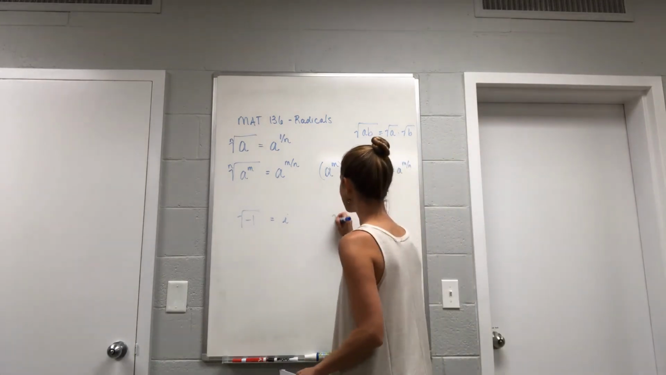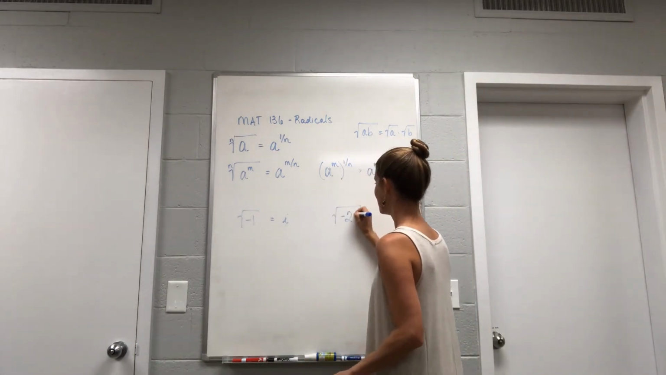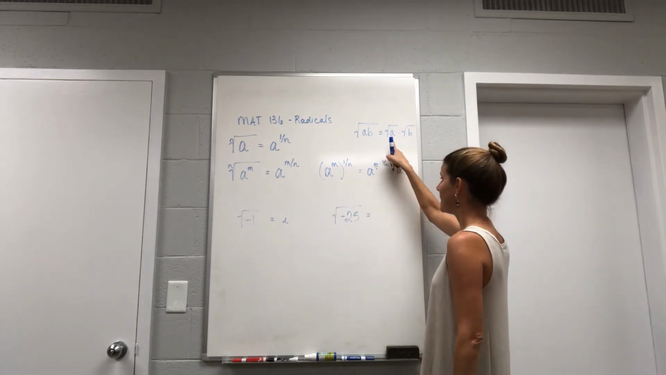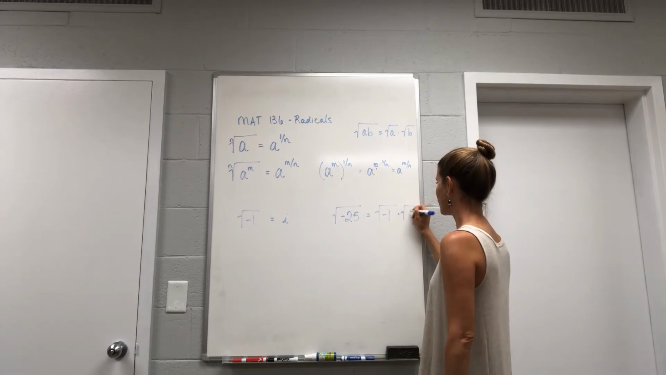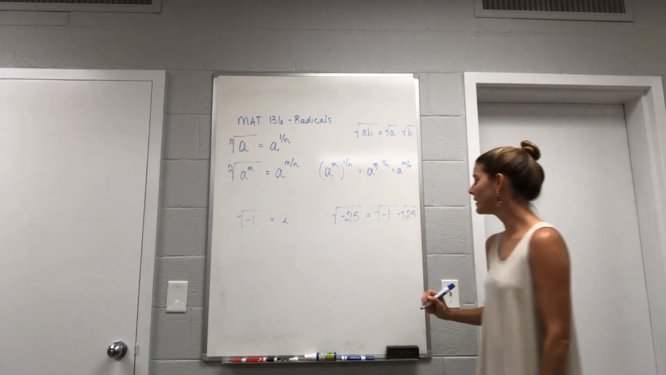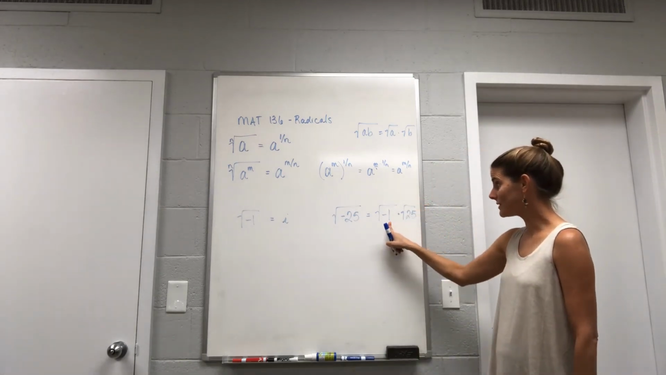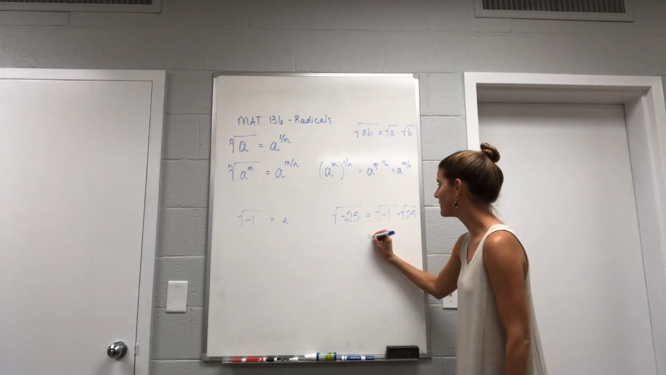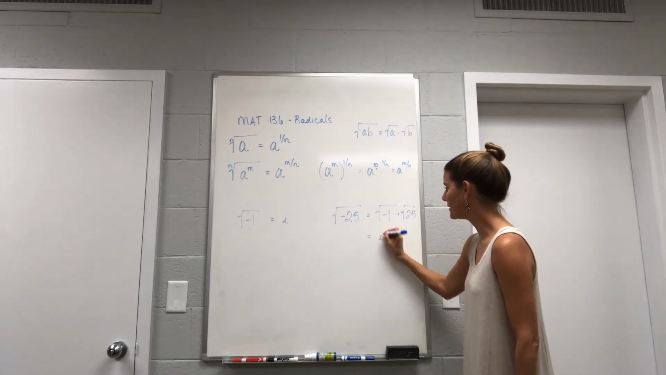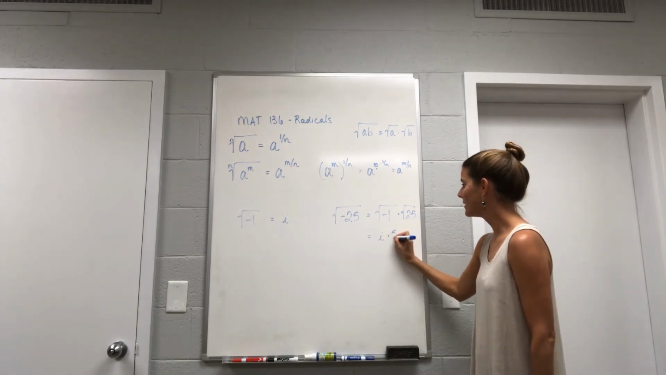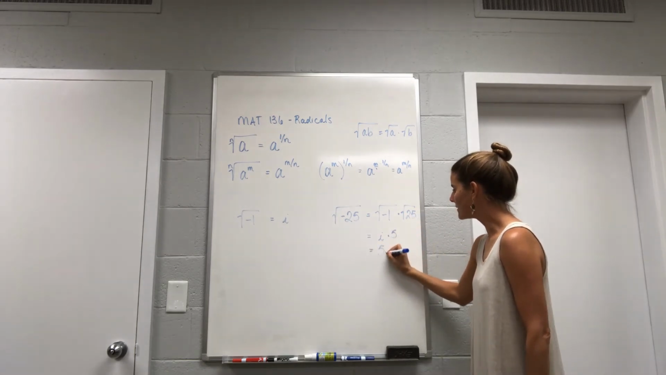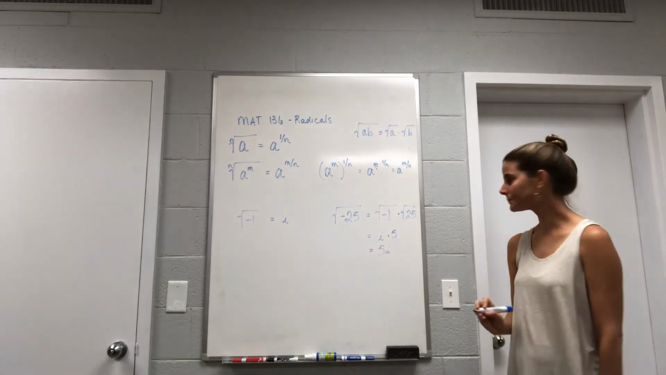So if we want to take the square root of negative 25, we can use this idea up here again and rewrite this as the square root of negative 1 times the square root of 25. Again, we know this is the same as what we started with, and the square root of negative 1 is i, and the square root of 25 is 5. Typically we see this written as 5i.